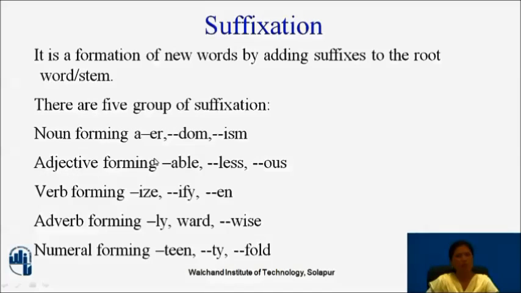Noun forming: er at the end of the word, dom, ism. Adjective forming: able, less, ous. Verb forming: ize, ify, en. Adverb forming: at the end of the word we add ly, ward, wise. And numeral forming, for example ten, fifteen. Equity, equal, equality, twofold. Here: love, lovely, backward, forward, wise, nation-wise, world-wise.